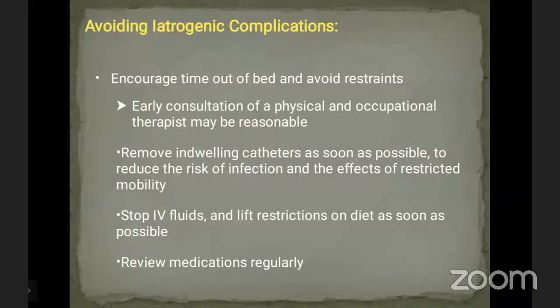Avoiding iatrogenic complications: encourage time out of bed and avoid restraints. Early consultation of a physical and occupational therapist may be reasonable. Remove indwelling catheters as soon as possible to reduce the risk of infection. The most important measure to reduce catheter-associated UTI is to remove the catheter when it is not needed, so you have to do frequent assessments of the patient's need for the catheter. Stop IV fluids and lift restrictions on diet as soon as possible, and review medications regularly.